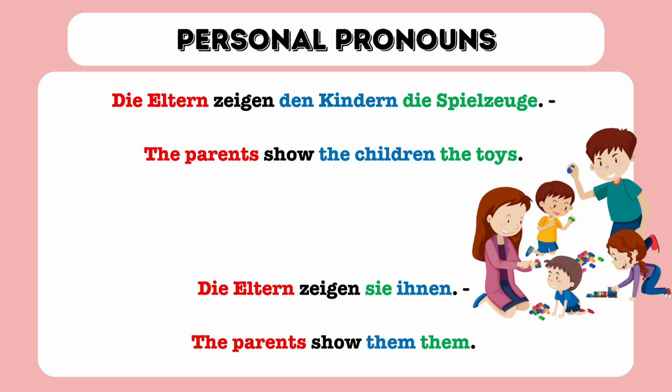Die Eltern zeigen den Kindern die Spielzeuge. The parents show the children the toys. Die Eltern zeigen sie ihnen. The parents show them to them. Again, I switched the word order so that the green one goes first. That would be the accusative one, the direct object, the pronoun that is referring to die Spielzeuge, or the toys. The dative one goes second, ihnen, which is referring to the plural children, den Kindern.